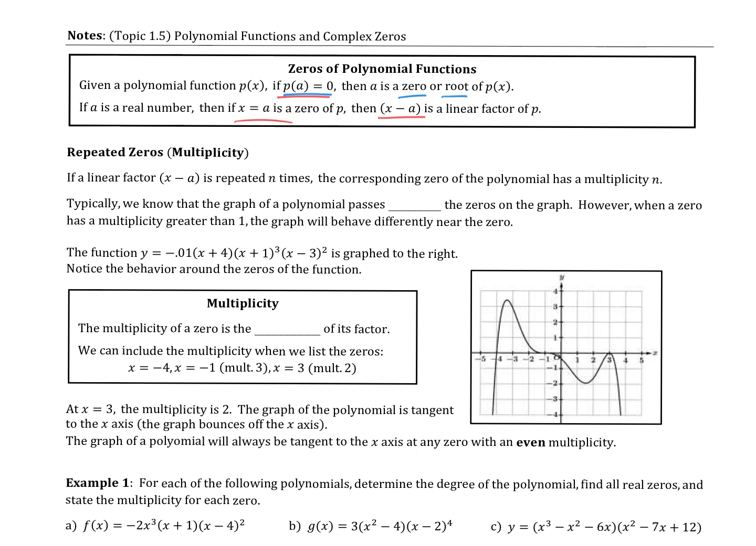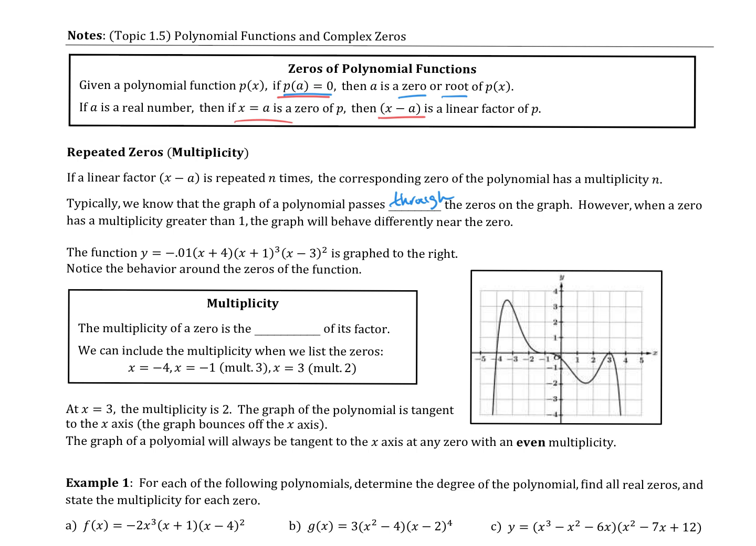Repeated zeros, multiplicity. If the linear factor x minus a is repeated n times, the corresponding 0 of the polynomial has a multiplicity n. Typically, we know that the graph of a polynomial passes through the zeros on the graph. However, when a 0 has a multiplicity greater than 1, the graph will behave differently near the 0.